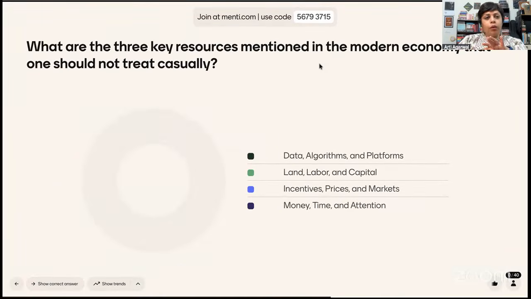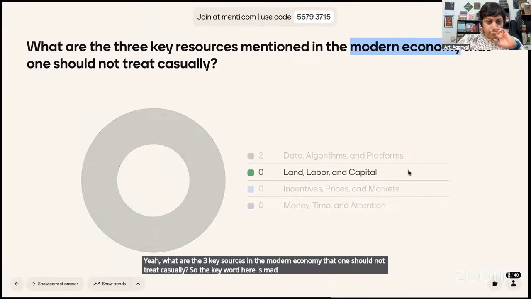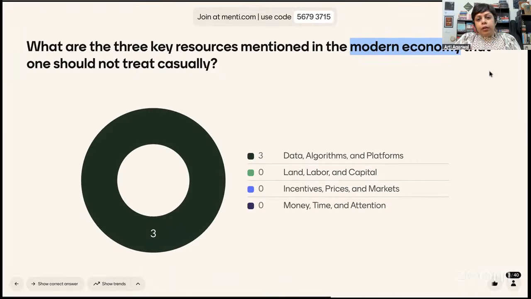What are the three key resources in the modern economy that one should not treat casually? So the key word here is modern economy. Modern economy. Give me a few seconds to think.